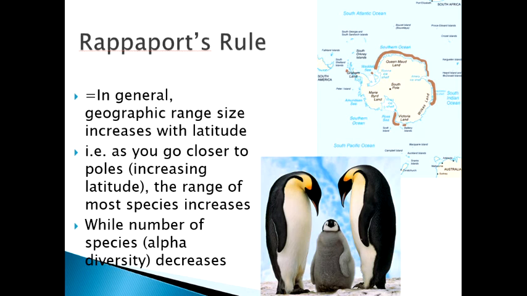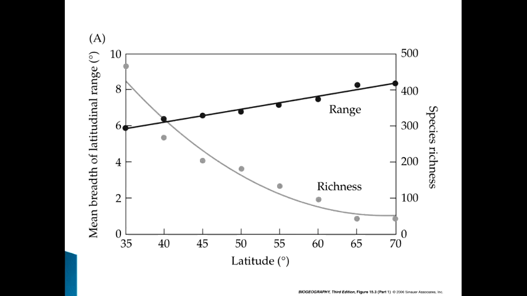And simply stated, in general, geographic range size gets larger as latitude increases. So the closer you go to the poles, the more species you have that have huge range sizes. Now notice, this is an interesting trend that follows latitude and the latitudinal diversity gradient, which is sort of shown here.